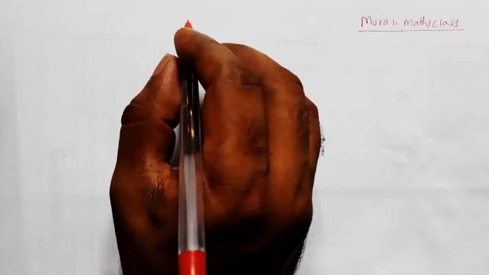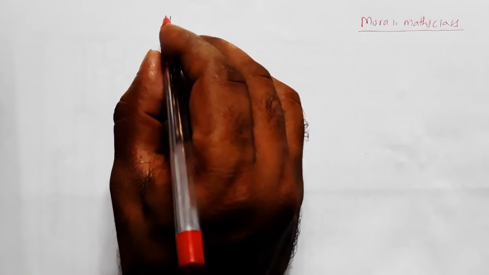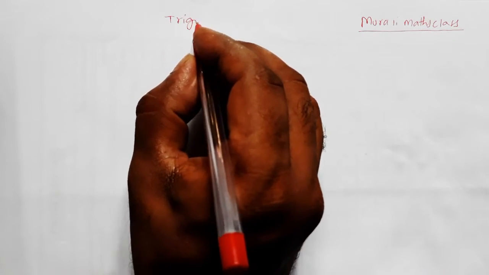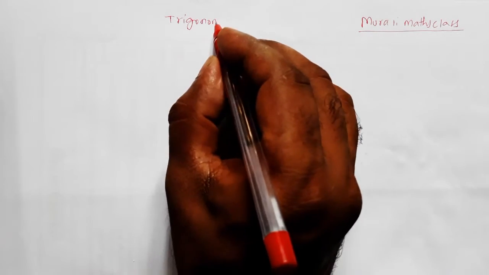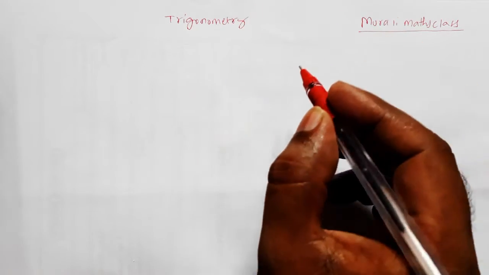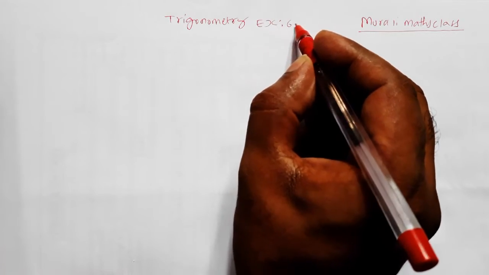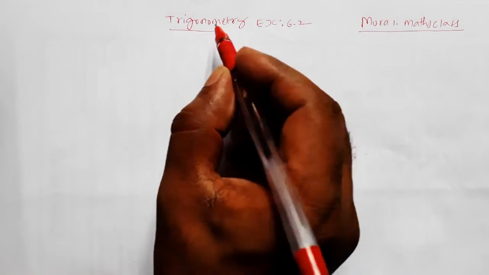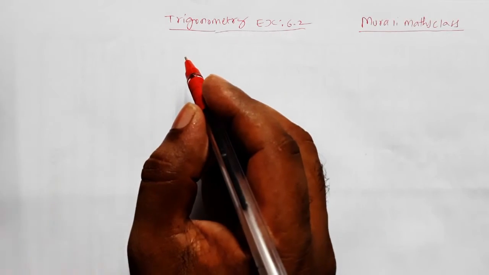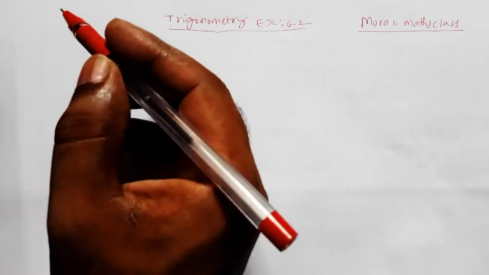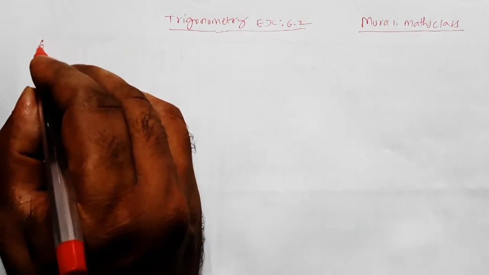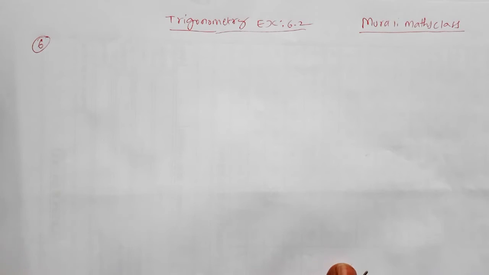So today we'll learn how to solve this trigonometry exercise 6.2, sixth problem. First we'll write what they gave.